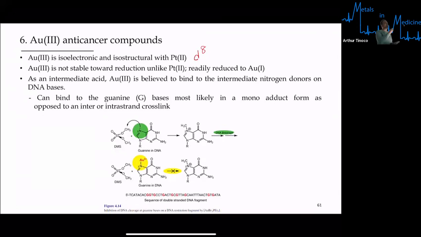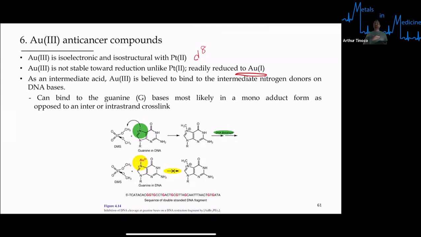Now, the big difference between these 2 metal ions is the relative stability. So gold(III) is actually quite unstable, and it's very prone to reduction, whereas platinum(II) is basically redox inert. And so because of this, gold(III) can be readily reduced to gold(I). All right. And so if we're trying to design coordination compounds to really exploit the gold(III) oxidation state, then the key thing is to facilitate a ligation that can stabilize the oxidation state of that metal.